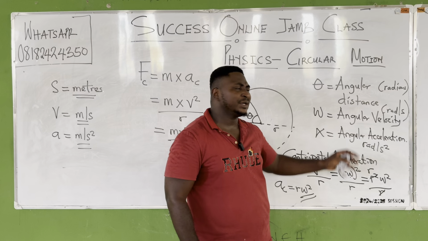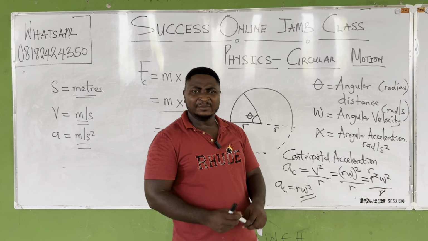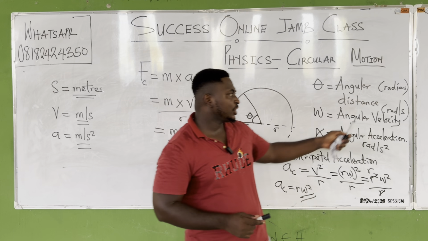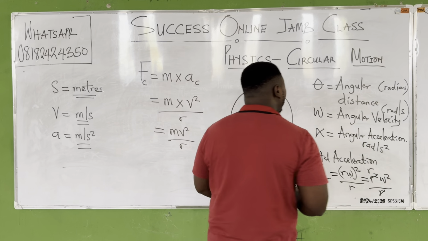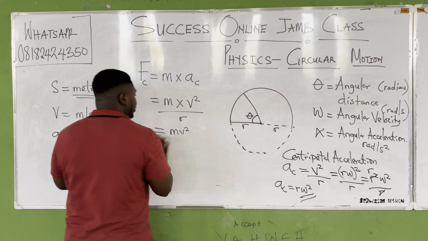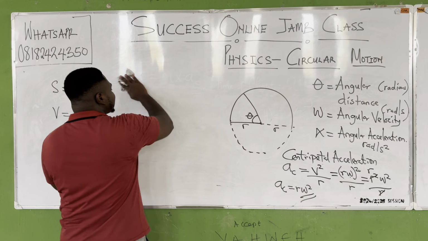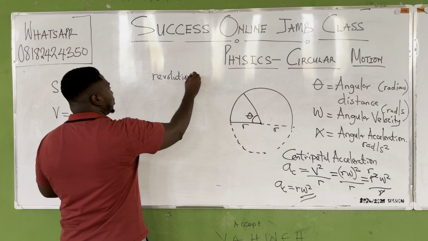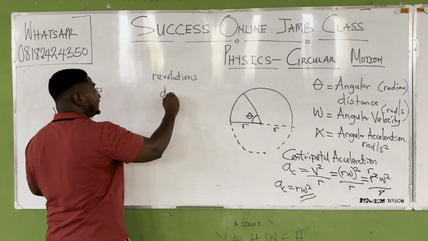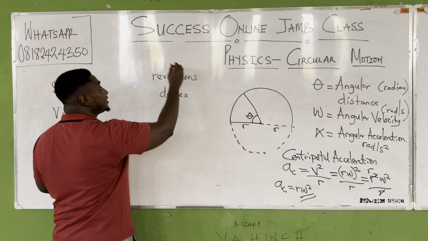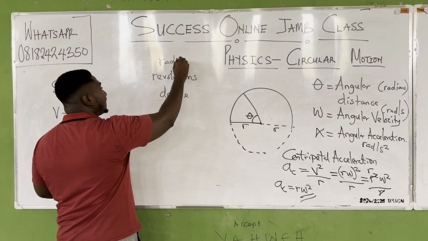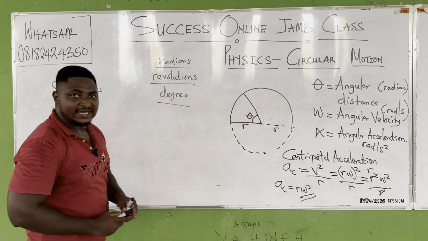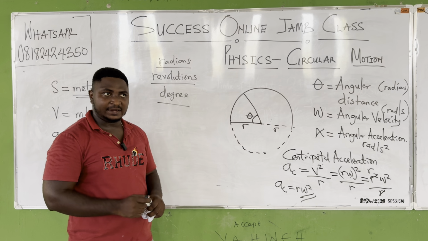The angular distance covered by a body can be measured in radians. And if I'm to be very thorough, that's not the only unit for the angular distance covered by a body. It will be measured in radians, it will be measured in revolutions, and it could also be measured in degrees. So there are three units for angular distance covered by a body: radians, revolutions, and degrees.